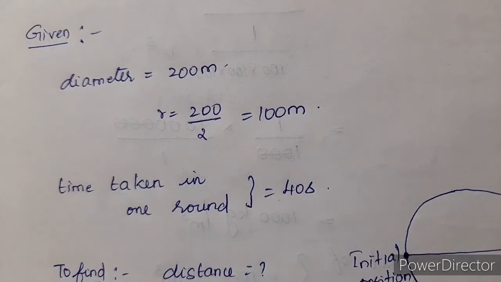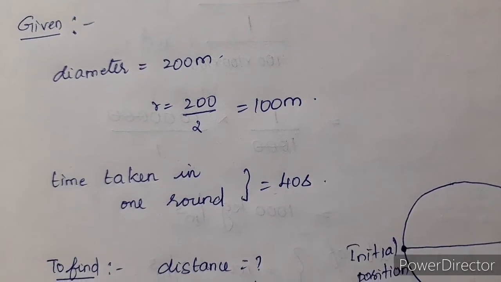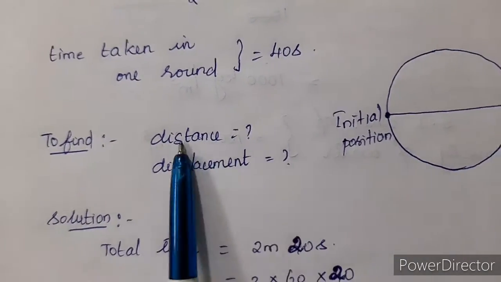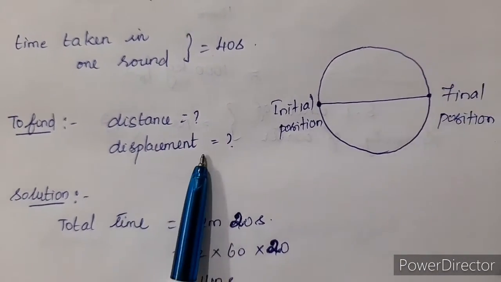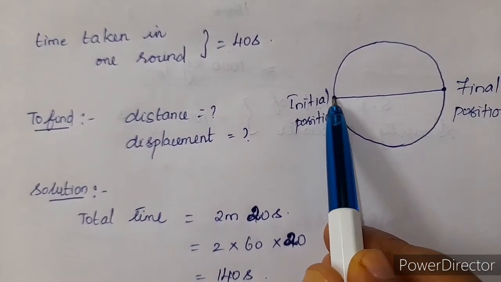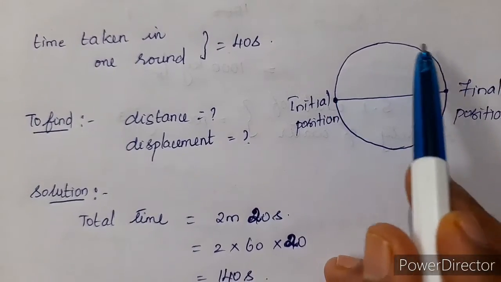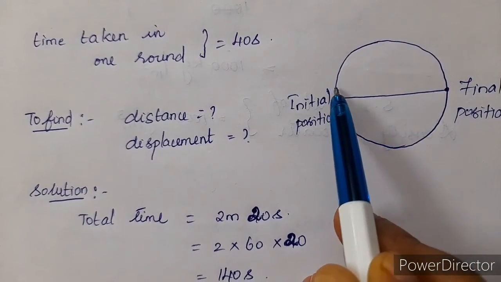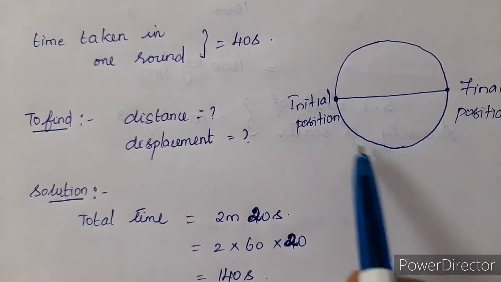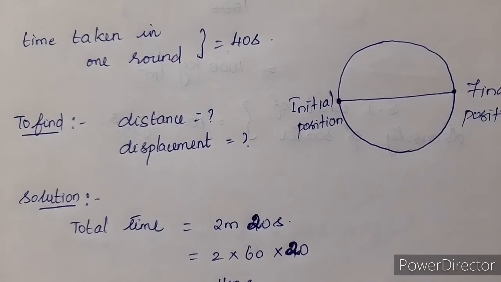So that is also given, right? Now what we have to find out? We have to find out the distance and what is the displacement. Let this be the initial position in which the athlete is. Now after 2 minutes 20 seconds, how many rounds does he take? So that should be calculated.